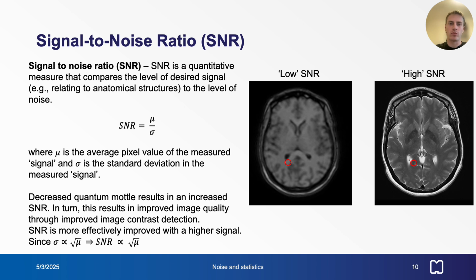Decreased quantum mottle results in an increased SNR. In turn, this results in improved image quality through improved image contrast detection. SNR is more effectively improved with a higher signal. Since the standard deviation, or noise, is proportional to the square root of the mean, the signal-to-noise ratio is also proportional to the square root of the mean.